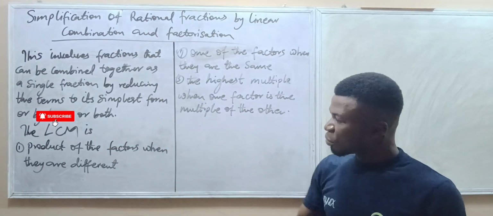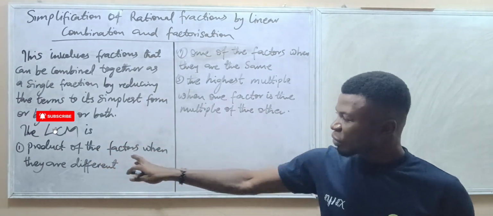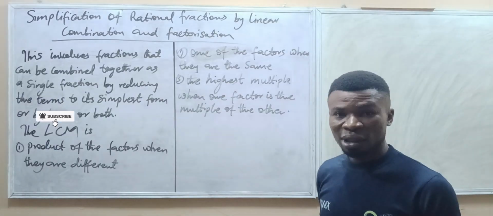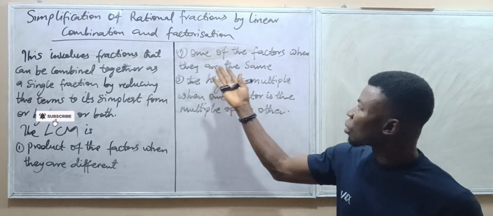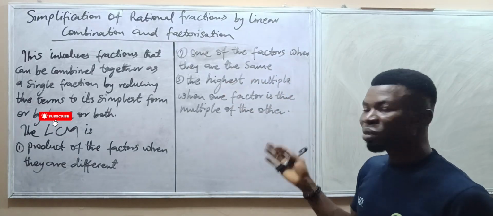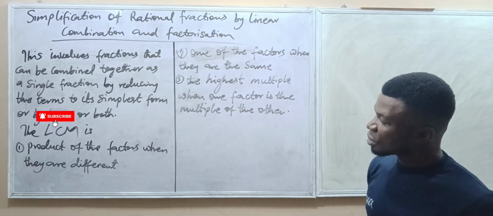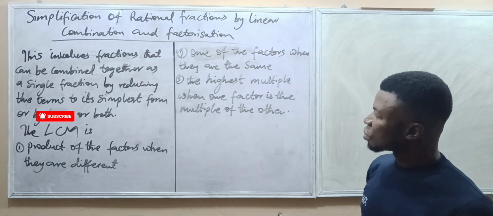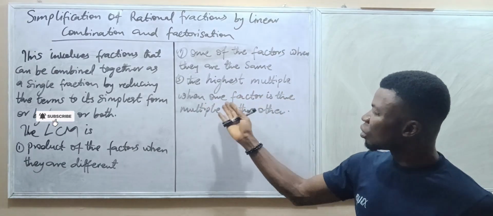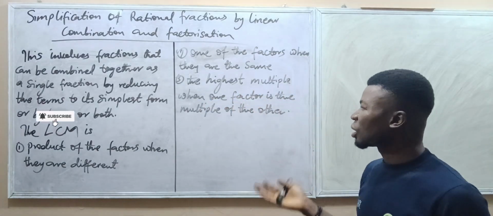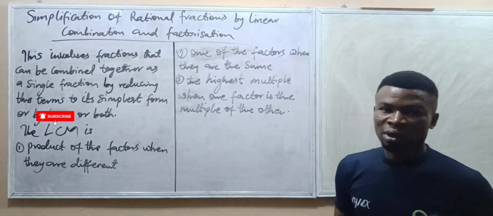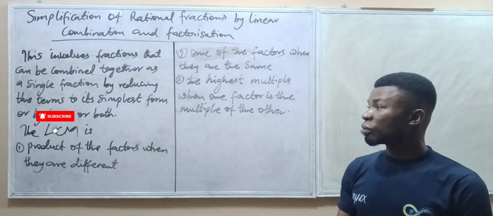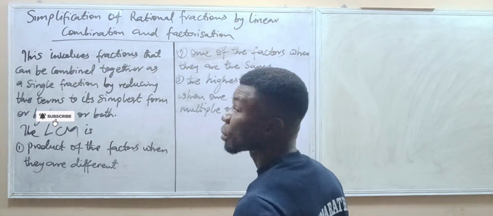Now, how do you find the LCM? The LCM is the product of the factors when they are different. If they are different factors, we take the product as the LCM, and then one of the factors when they are the same. If the denominators are the same, the LCM is one of the factors. Or the highest multiple when one factor is a multiple of the other. Of course, you take the highest multiple when one of the denominators is a multiple of the other. So let's take an example.